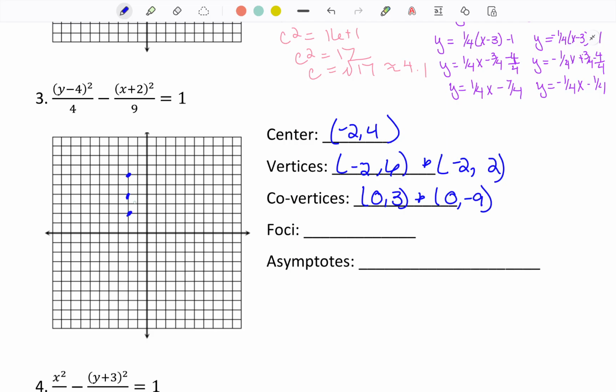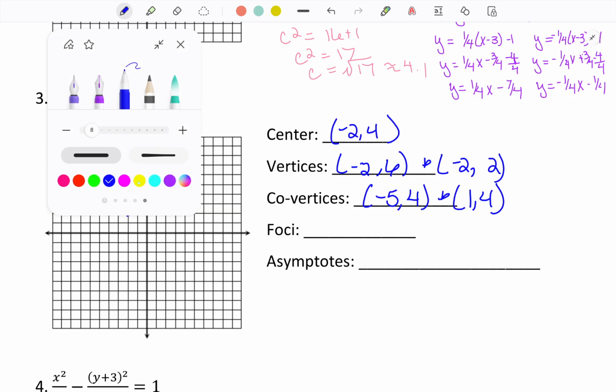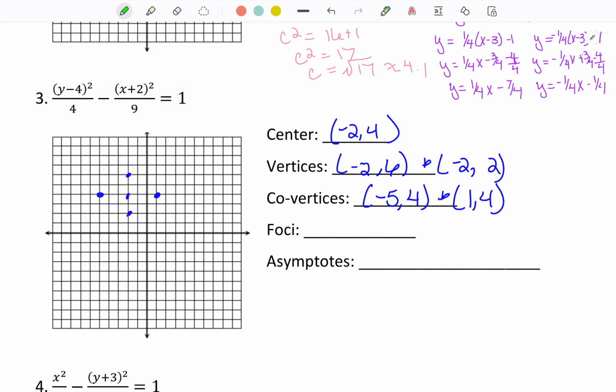Oh, I just totally looked at the wrong ones. We should have -5, 4 and 1, 4. So we have 1 and then 1, 2, 3. So there we go. So then we have our little box that we can draw.